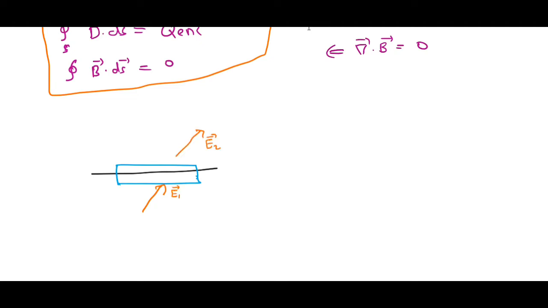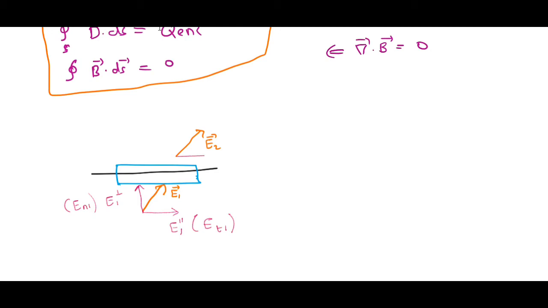Now I resolve this electric field into two components. This is the tangential component, this is a parallel component. Let me write this as E parallel in the medium 1. And the perpendicular component of this electric field, that is E1 perpendicular. This can also be written as tangential component in the medium 1. This component can be written as perpendicular component or normal component, EN1.